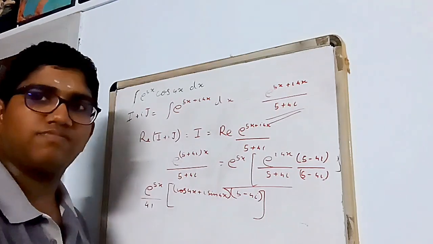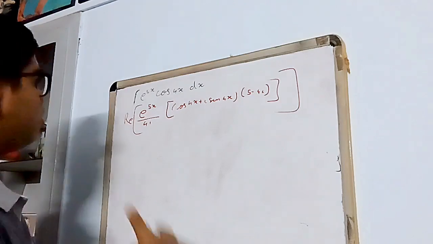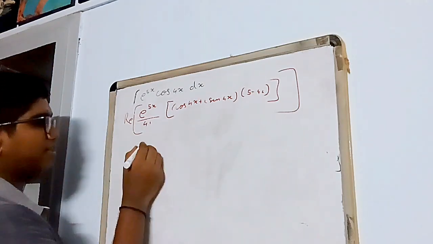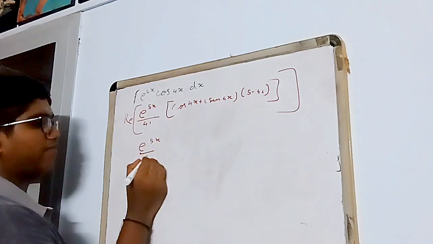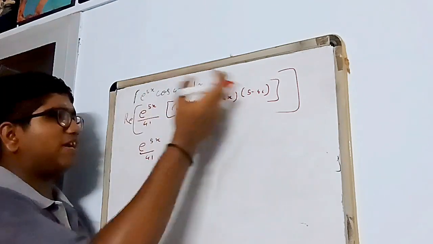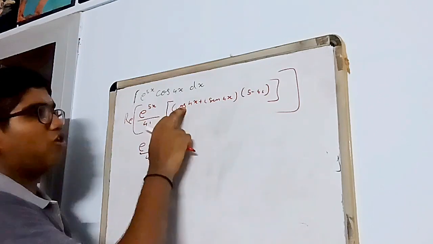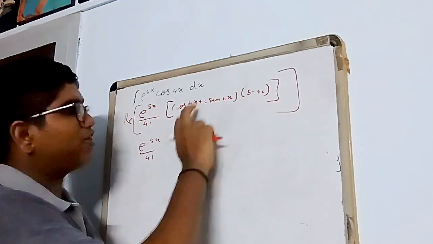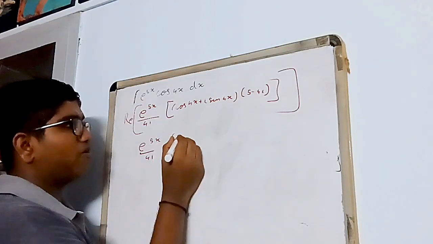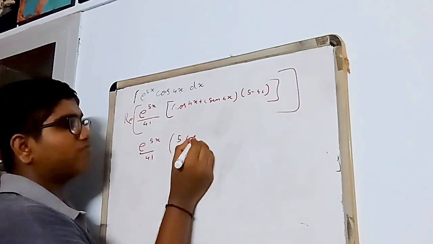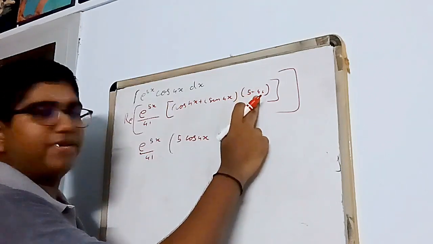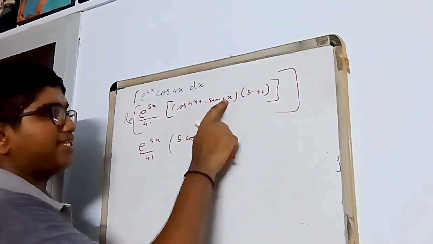Now in order to get the real part of this expression, e raised to 5x by 41 is real anyway. Now we have to simplify this. It's quite simple actually, straightforward. Cos 4x times 5 is 5 cos 4x, that's real definitely, since no i term is involved. And cos 4x times minus 4i will be imaginary. Again i sin 4x times 5 is again imaginary, no need to consider.